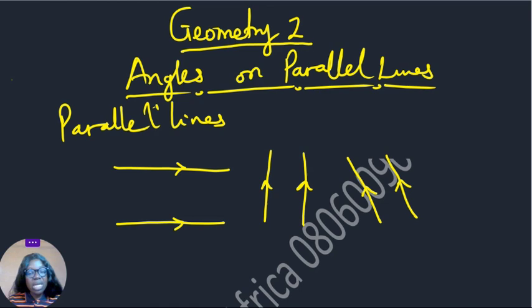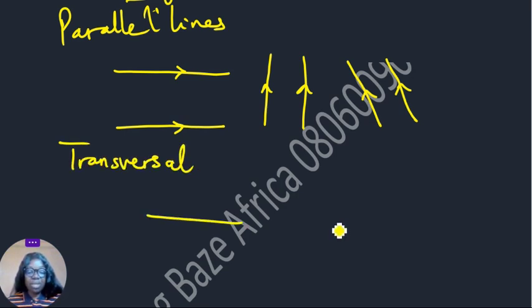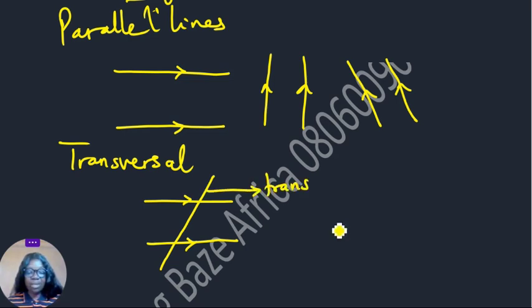Now what makes angles on parallel lines? Now with parallel lines we have what we call transversal. Now transversal is a line that divides parallel lines. So these are two parallel lines with another line crossing the two parallel lines. So this line crossing the two parallel lines is what we call transversal. So a transversal is a line that divides parallel lines. And when you have a transversal, then with this transversal, you can have many angles on the parallel lines.